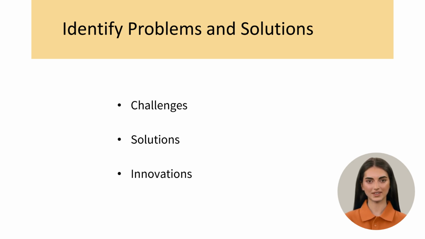Finally, look for innovations. How can technology, policy changes, or new approaches solve these problems in unique ways? Ask ChatGPT to generate creative alternatives beyond traditional solutions. By framing your brainstorming session around problems and solutions, you ensure your ideas are practical, actionable, and impactful. ChatGPT can assist in this process by identifying patterns, surfacing new ideas, and helping you refine potential solutions for real-world application.